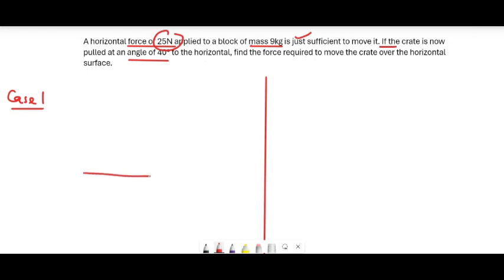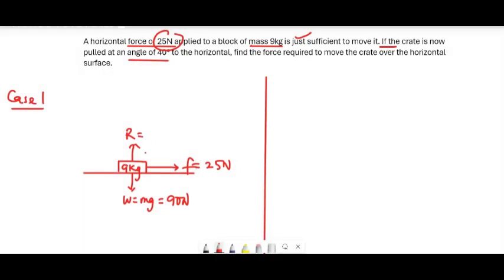For case 1, I have a horizontal block of 9 kg pulled by a force to the side, 25 newtons of force. Now, note out all of the components. Don't forget your weight towards the center of the earth. That will be equal to 90 newtons. And opposite it is your normal reaction, which is still the same thing as mg, and that is equal to 90 newtons. So here, R is equivalent to W.